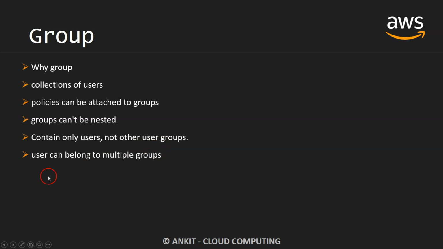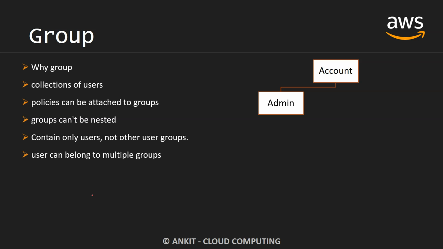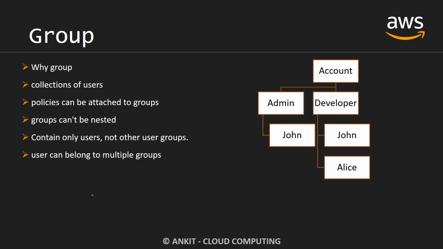That's self-understood, but a user can belong to multiple groups. We'll see about that. One particular group can contain multiple users, and one user can belong to multiple groups. Let's say we have an AWS account. Within the account, we have some admin-related users, so we have created one admin group. Within admin, we have, let's say, John, and let's say we have another group like developer. Within developer, we have John and Alice.